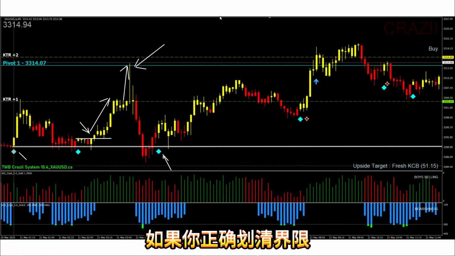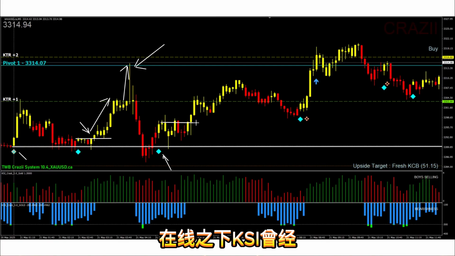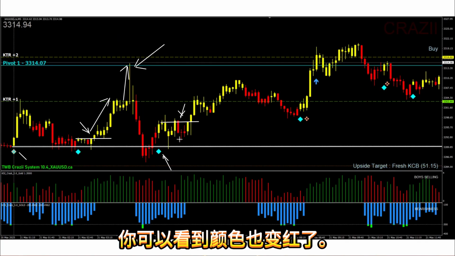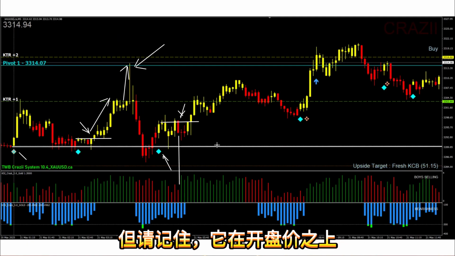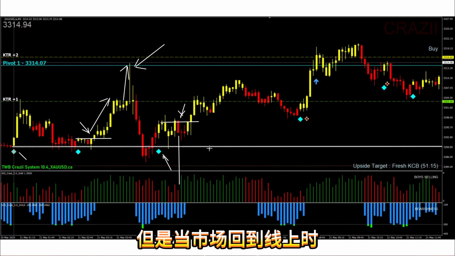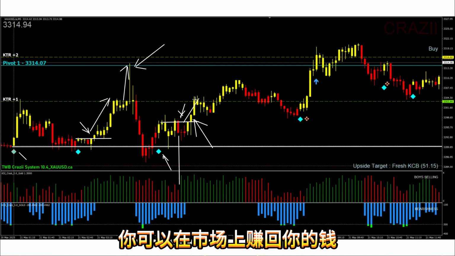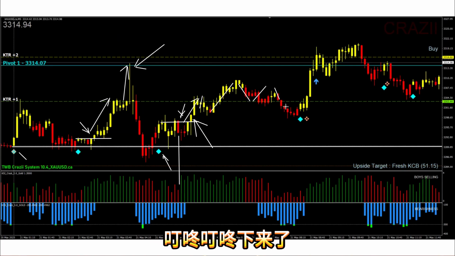If you draw the line properly, you may consider to short because the market did go below the line at one time with the KSI also red in color. Yeah, you can see that the color also turned red. So if you shorted here, I won't blame you, but remember it's above OP, yeah, so the size must be smaller. But when the market goes back above the line and it's above OP, then of course you must cover back your short position and buy, right? And if you buy, you will make back your money in the market. Then the market ding dong, ding dong, and came down.